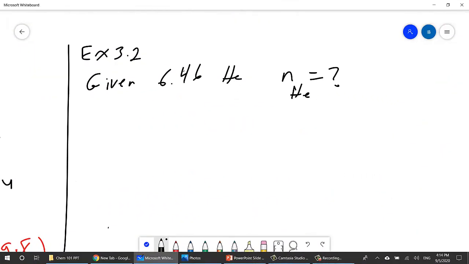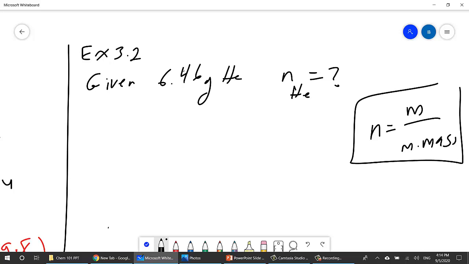Okay, so here's example 3.2. We are given 6.46 grams of helium, and we are asked for the number of moles. You can do this two ways. There is a formula that says number of moles equals mass divided by the molar mass.